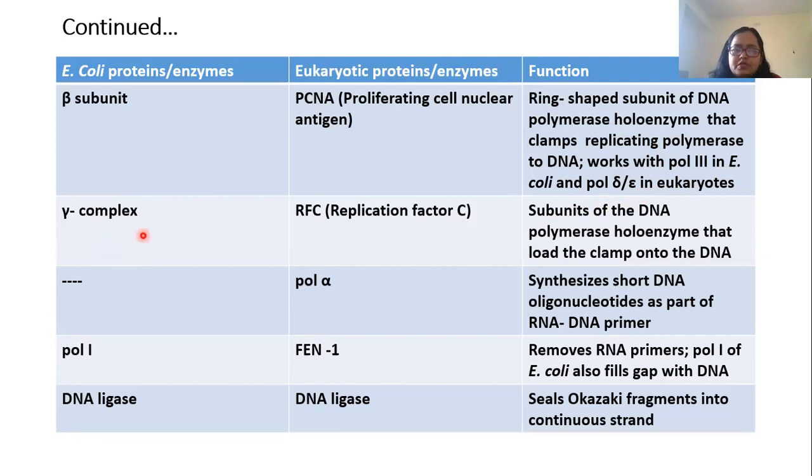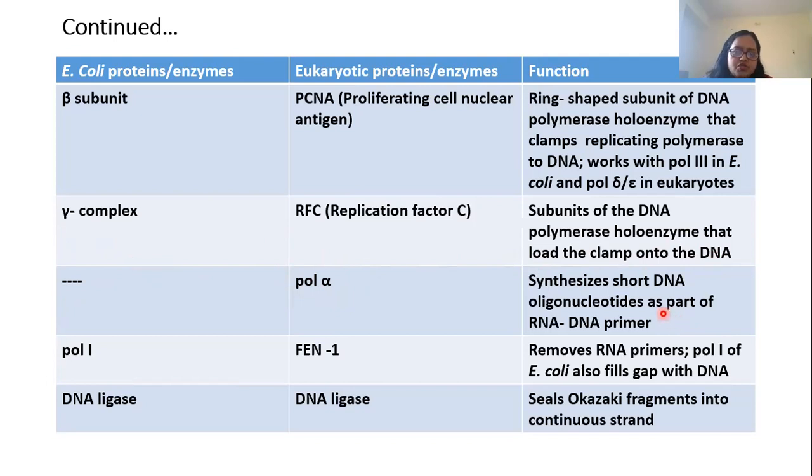So the next subunit is the gamma complex. Gamma complex is called RFC or replication factor C in case of eukaryotes, and its function is what? It is also a subunit of DNA polymerase holoenzyme that loads the clamp onto the DNA. Okay. Next is an unknown protein in case of E. coli, while there is a protein called polymerase alpha in case of eukaryotes.